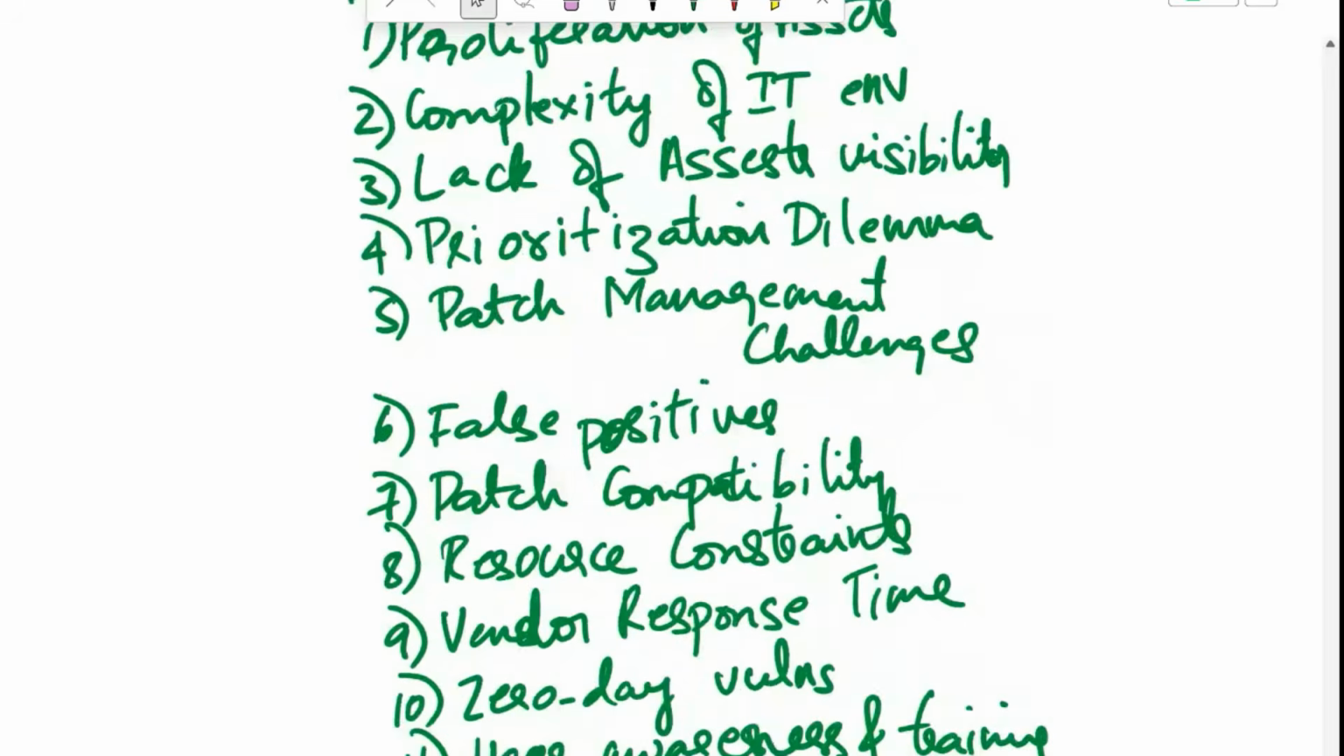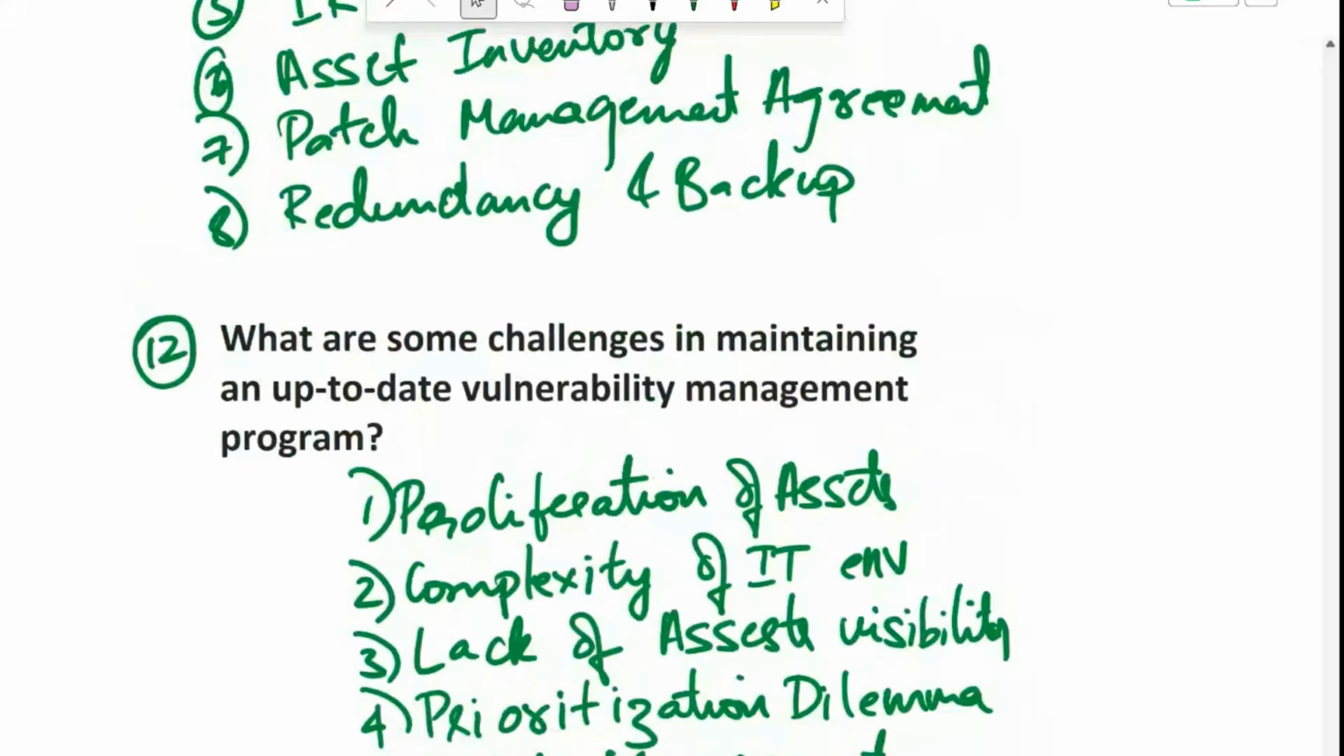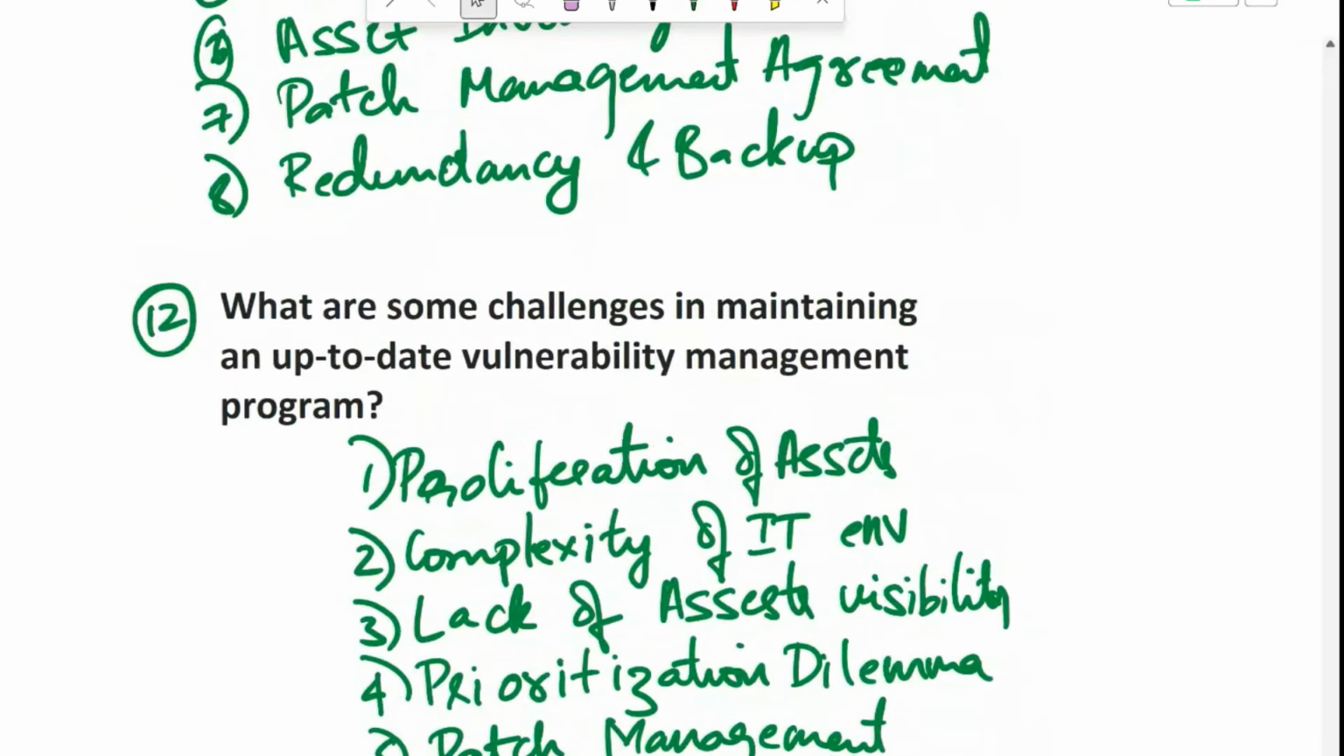So, to overcome these challenges, organizations need to adopt a proactive approach that includes robust processes, efficient tools, collaboration between IT and security teams, and a clear understanding of their specific environment and risk profile. Regular assessments, training, and ongoing improvement are essential for maintaining an effective and up to date vulnerability management program.